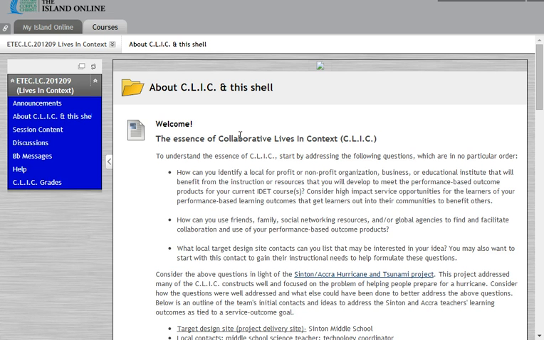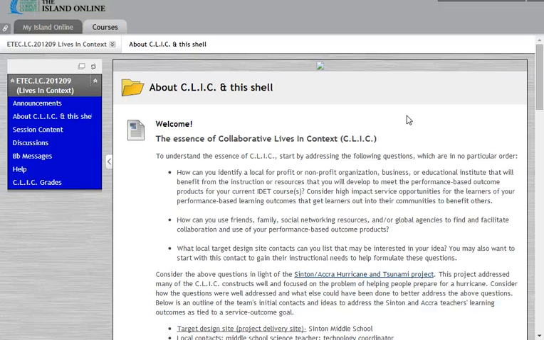So let's take a closer look at Collaborative Lives in Context, or CLIC, Service-Based PBL. Some questions you may be asking yourself at this time are: what exactly is a service-based PBL? What is the CLIC shell? What will I be expected to produce as a part of this course? Are these any of the questions that are running through your head?